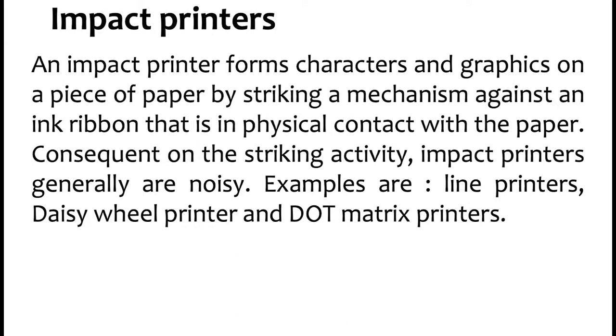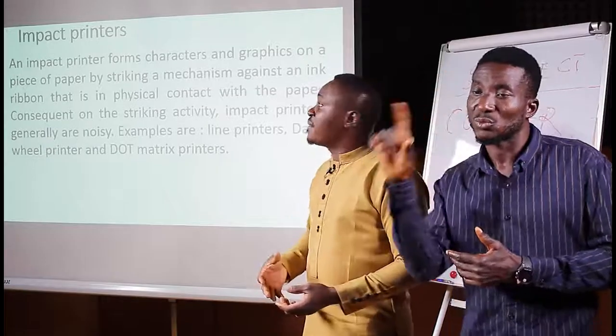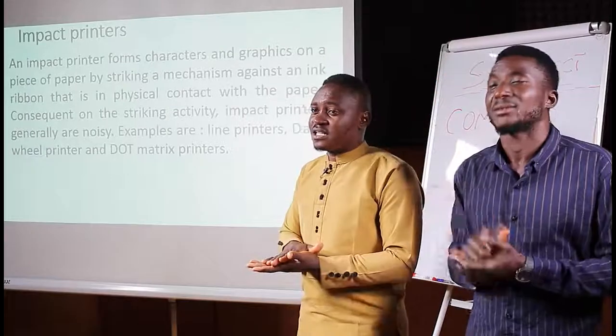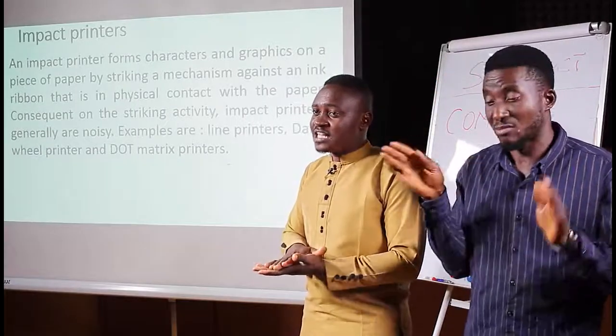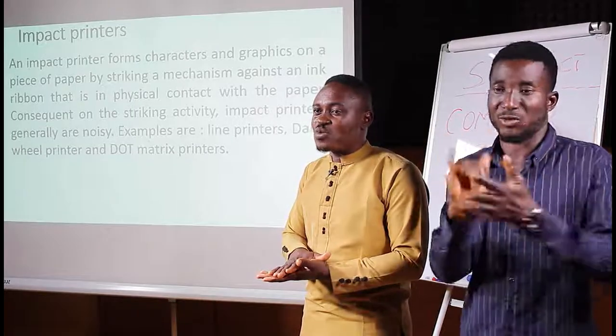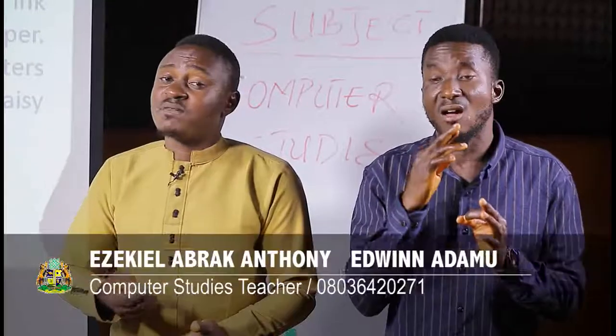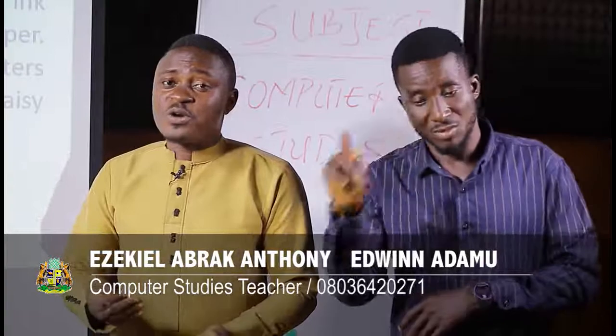Consequent on the striking activity, impact printers generally are noisy. Examples are the line printer, the Dice printer, the dot matrix printers. So this very impact printers, just from the word impact, when we say something has an impact, there must be a contact and there must be a force that is being applied for you to have an impact on something. If you're putting an impact on something, you must have applied one form of force or energy to ensure that the impact comes to play.